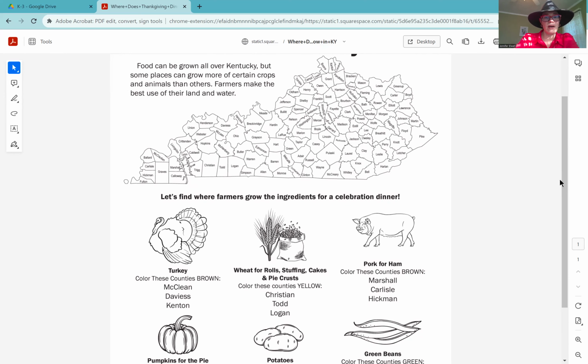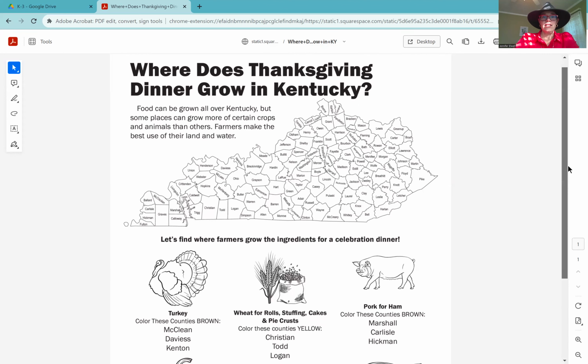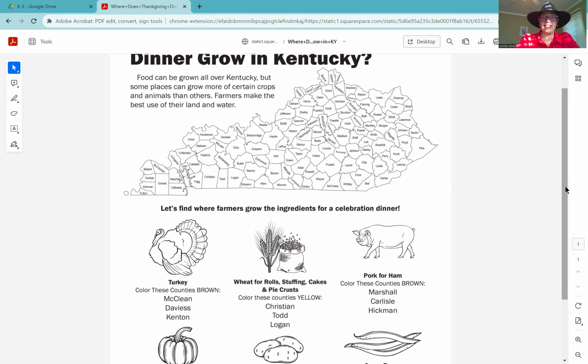Now, Kentucky is not known for growing turkeys, and I'll be honest, we're not a top state for growing any of these ingredients, but most foods can be grown in most places. It's just that certain crops may be grown more in different areas of the US, of the world, of our state, just because of the different soil types, geography, markets, and so on. So I'm going to give some background about why these things may be grown in these places in Kentucky.